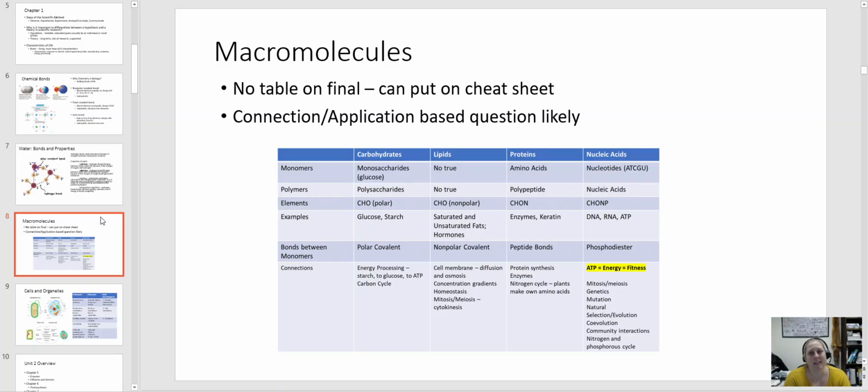Your nucleic acids, again, are going to be your nucleotide monomers, your nucleic acid polymer, and that is your ATP, your DNA, and your RNA, and hopefully you remember the importance of all three of those molecules. I do have connections written in this particular table, so if you're studying and you're wondering how to make the connections, these are some of those major topics to review in order to make those connections.